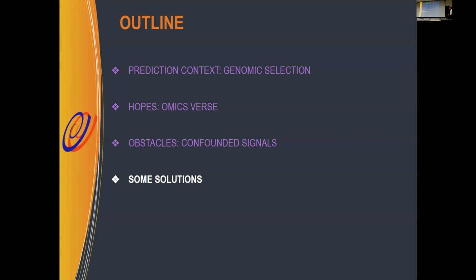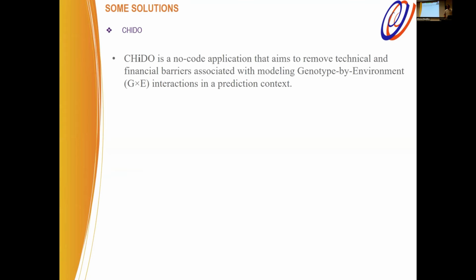Okay, now I'm going to switch gears. I'm going to talk a little bit about some of the solutions that we have been working on in our lab. So first, I'm going to talk about Chido. That's a word in Spanish from Mexico, I guess. It means cool. In this case, Chido is a no-code application that aims to remove the technical and financial barriers associated with the model of interactions. Pretty much how we can implement these things at a scale where we have limited resources, in the prediction context. It stands for characterization and integration of driving omics.